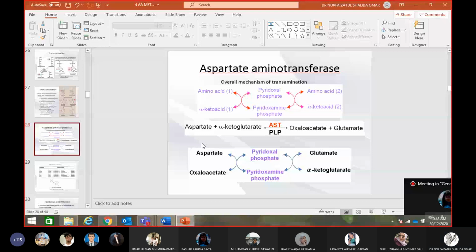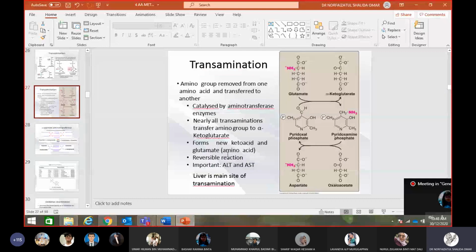Another thing is that it has this coenzyme, pyridoxal phosphate. It will receive the amino group and convert to pyridoxamine phosphate. So this is how the amino group is transferred. Without pyridoxal phosphate, the transamination reaction cannot occur, so it is an important coenzyme or cofactor for transamination.